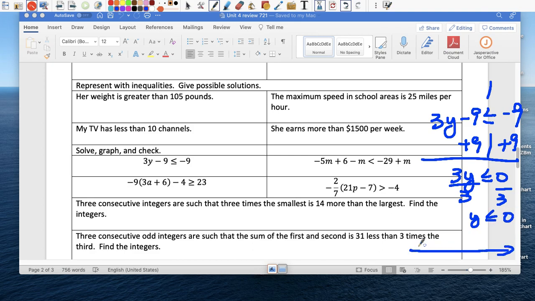And we want to graph this. So that's 0. We're going to shade it. And y is going to be any number that is equal to 0 or less than 0. And we point it that way.